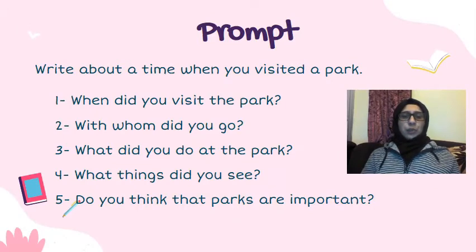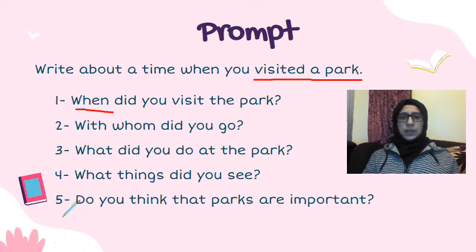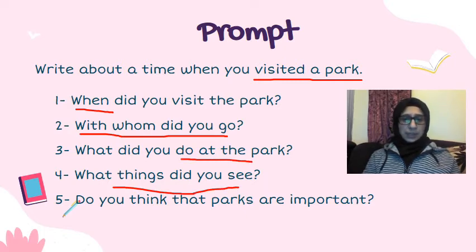What are we going to write about? Write about a time when you visited a park. What are you going to write about? You have to write when did you visit the park? With whom did you go? What did you do at the park? What things did you see? Do you think that parks are important? So we are going to write a personal narrative text or paragraph by answering all these questions.